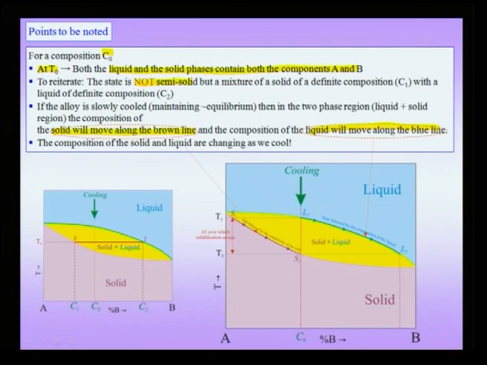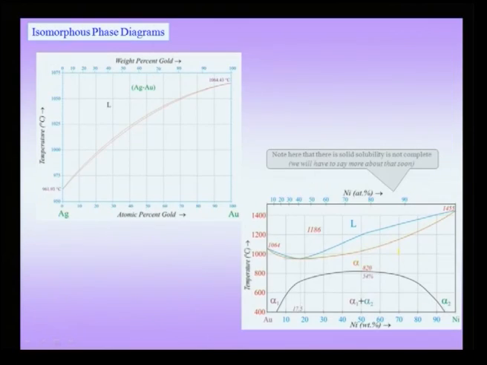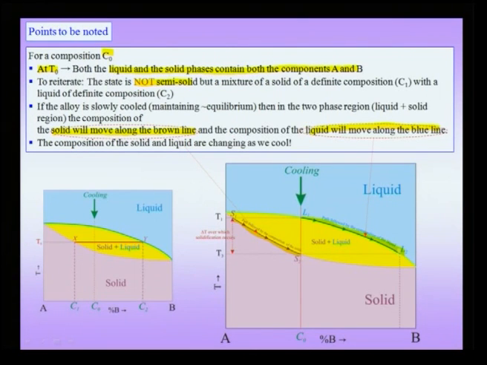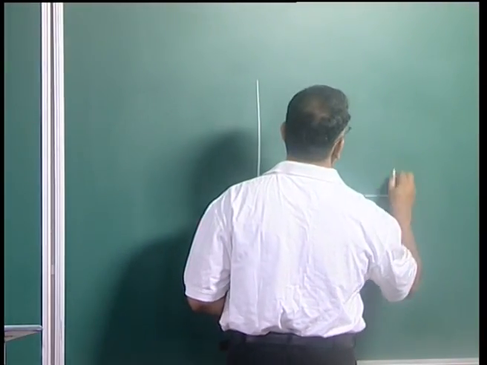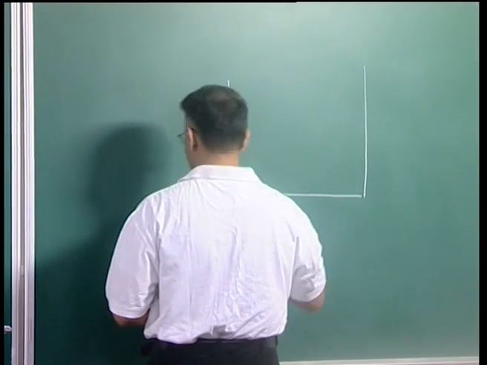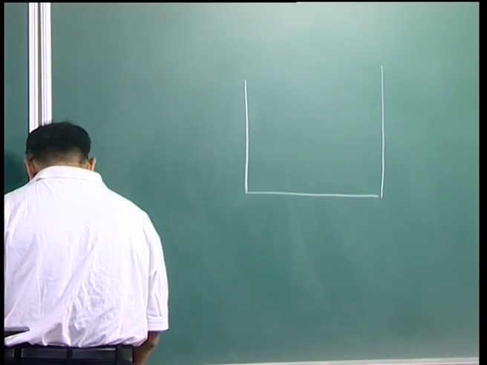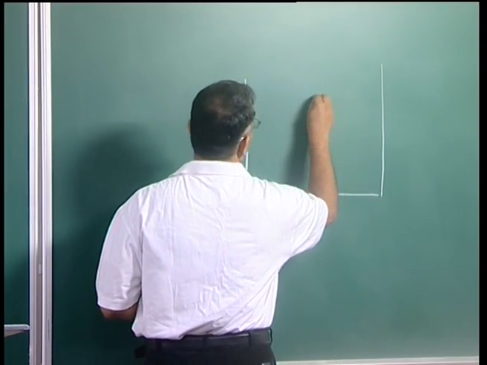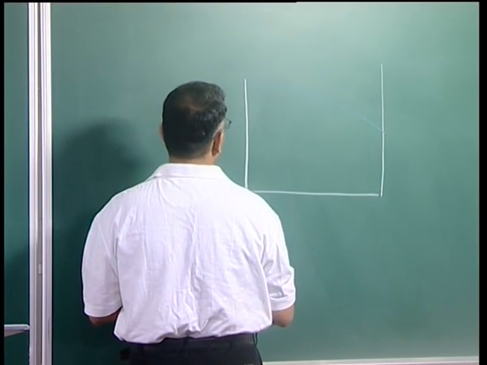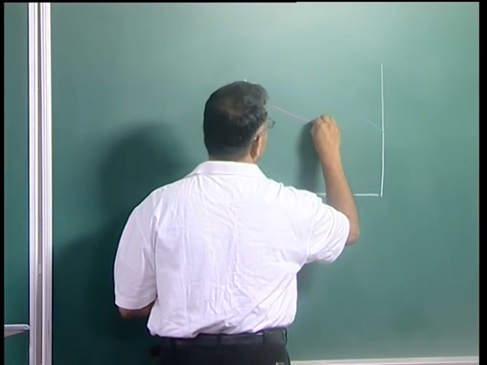So, we have the path as we cool followed by the solid, and there is an alternate path followed by the liquid. Since this is sometimes difficult to understand and important to note, I will go to the board and explain a little more about this. So, I have my isomorphous system, and in the isomorphous system I draw two lines: the above line which is called the liquidus line, and the bottom line which is my solidus line.